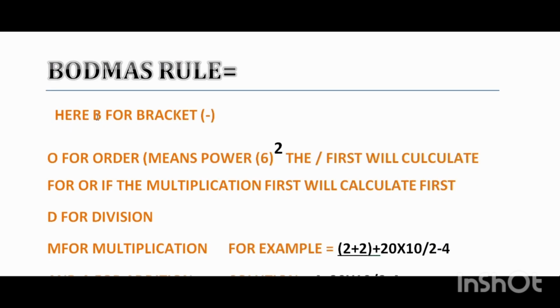BODMAS rule. Here B is for bracket, O for order, meaning power. The power will be calculated first. Then R: if multiplication comes first, multiplication will be calculated first. If division comes first in the question, the division will be calculated first.